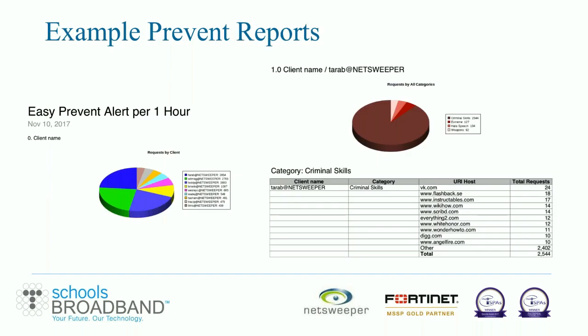So, quick example of one of those prevent reports. Ignore the numbers. There's a lot of attempts. It's just some dummy data. But this is all one report. This one ended up being about 10 pages long, just because of the amount of data. But this is what you get at the very top.